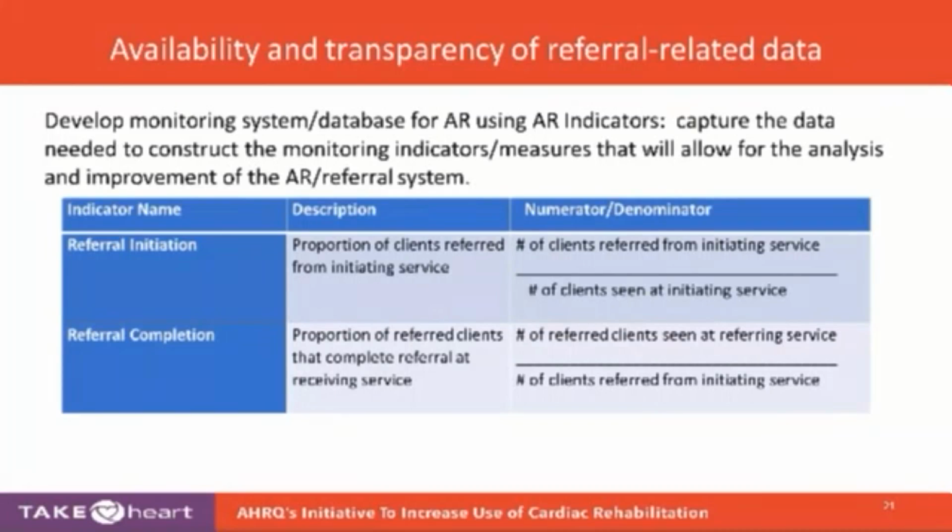What you want to collect are clean numerators and denominators on that data. We really don't want those lines to be blurred. So again, this is one example or one way that you can use data to tell the story from the start to the finish.